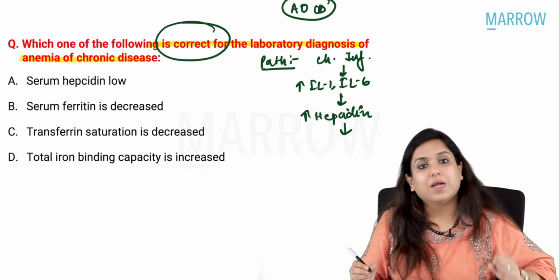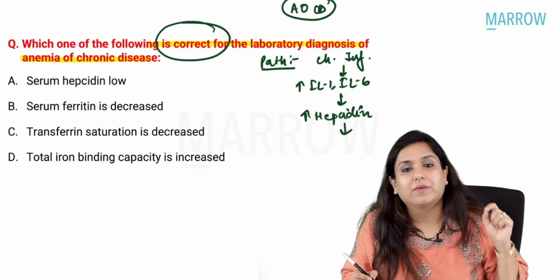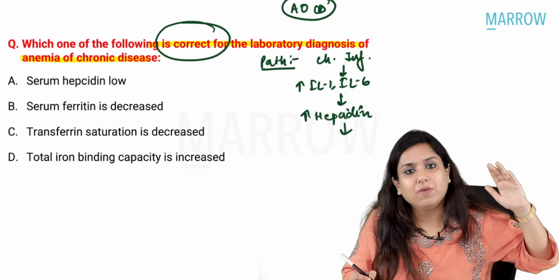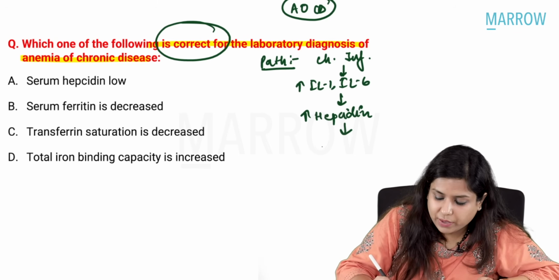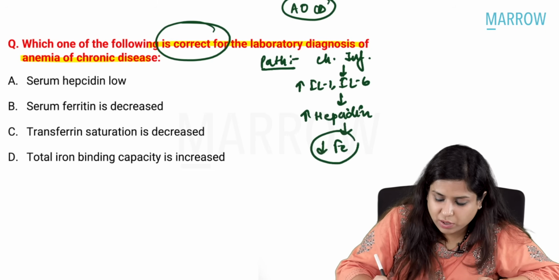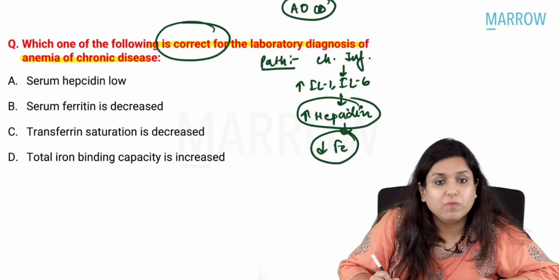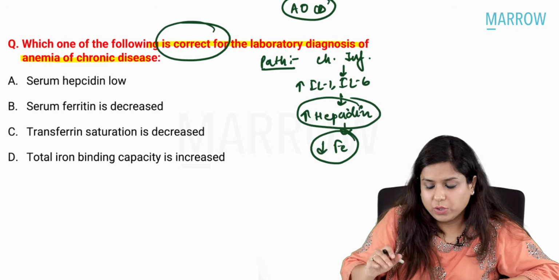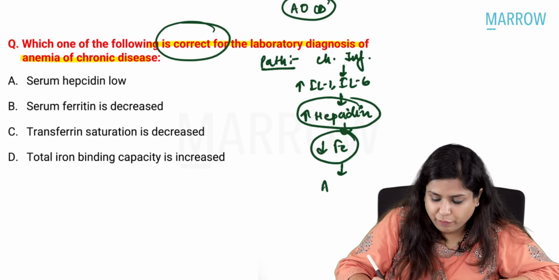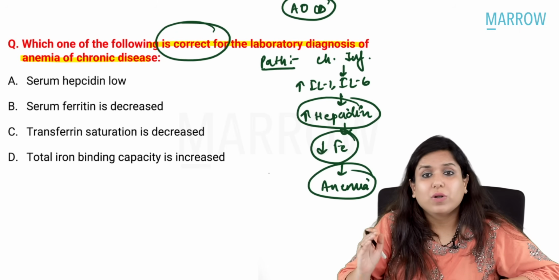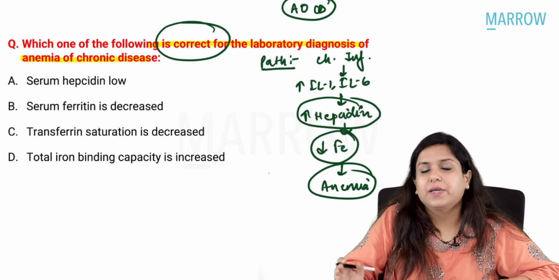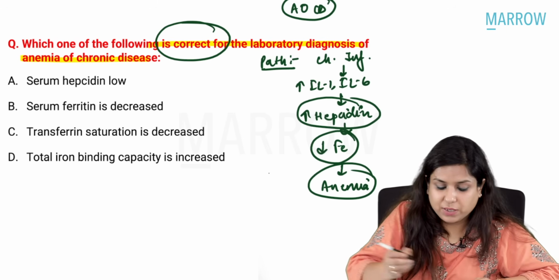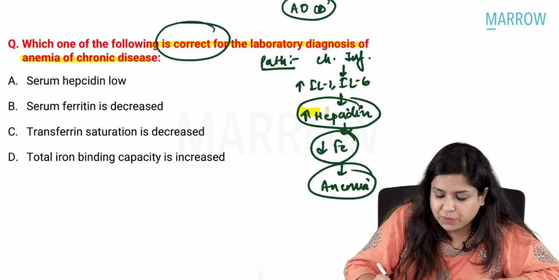And we all know that hepcidin is a negative iron regulator. Whenever the level of hepcidin increases, it will decrease iron and vice versa. So this increased hepcidin will lead to decreased iron, right? So iron will decrease and therefore my patient will develop anemia. So if I ask you what is the most common molecule implicated in the pathogenesis of anemia of chronic disease, the answer is going to be hepcidin.